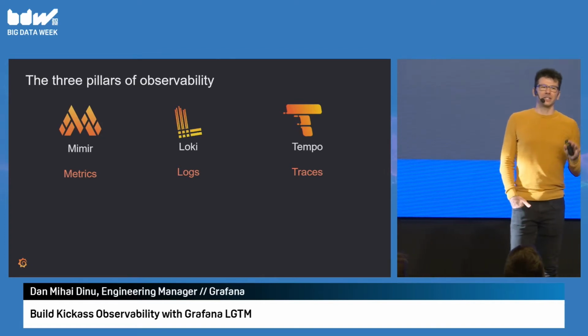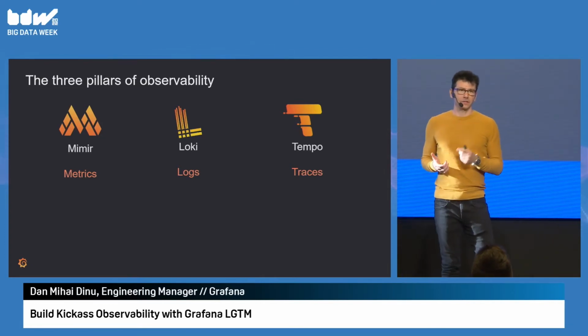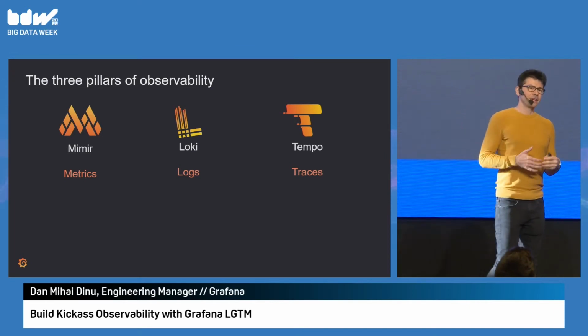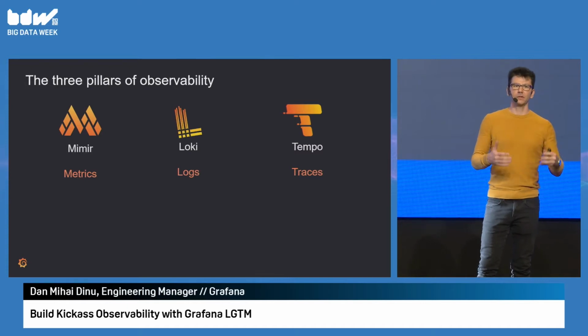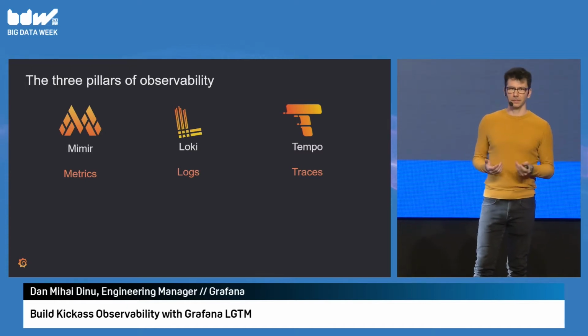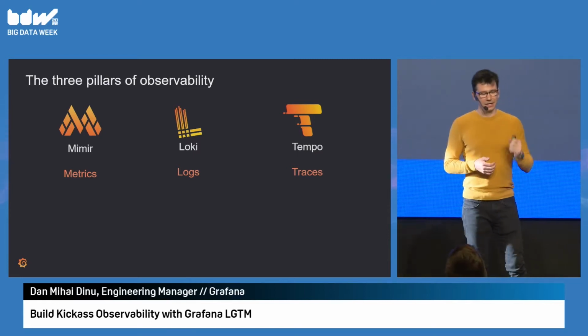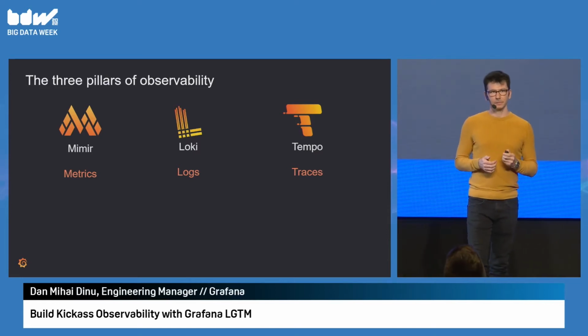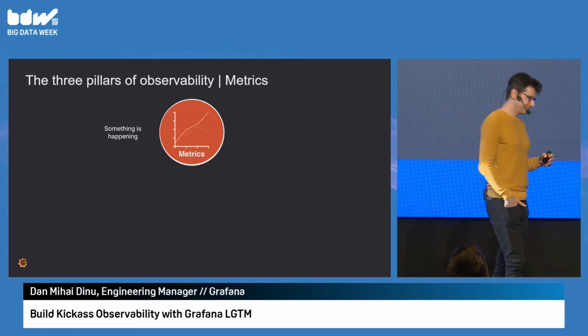And these are the 3 pillars of observability: metrics, logs, and traces. Grafana has 3 time series databases where you can store this information, specially made for this. We've got Mimir for metrics, Loki for logs, and Tempo for traces. Now let's talk about them one by one.